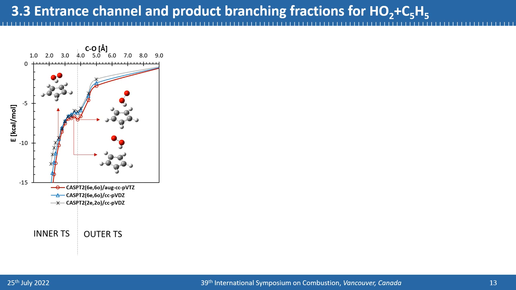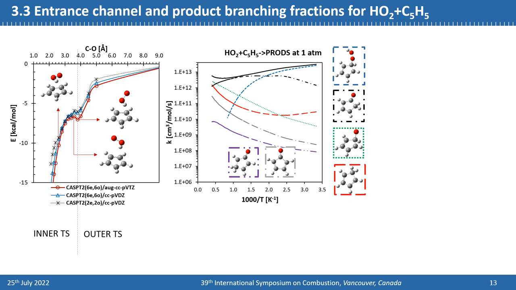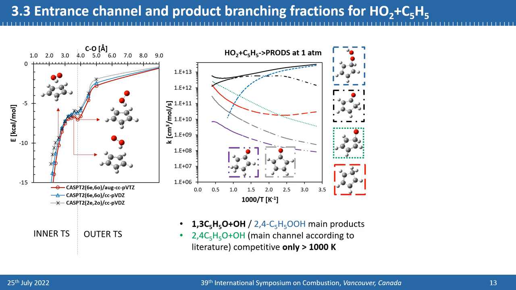This plot shows as a solid black line the total high pressure limit recombination rate constant obtained with the VRCTST, while the other line styles show the rate constants to different products at one atmosphere. And here we see that at low temperatures, the main product is the first well, so the 2,4 C5H5OH well, while at higher temperatures, the main product is the resonantly stabilized 1,3 C5H5O isomer, contrary to what was found in other literature investigations.